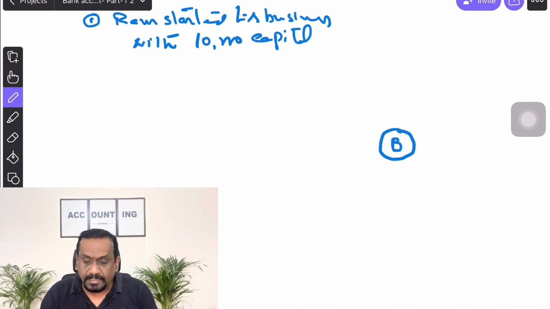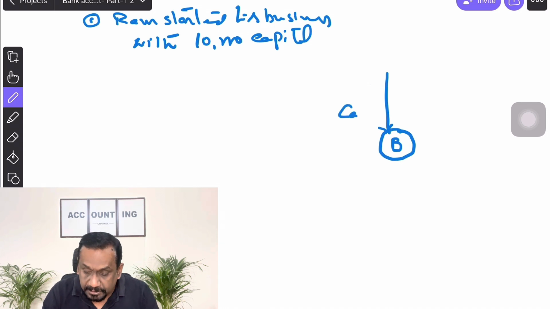So Ram started his business with 10,000 rupees capital, right? So when he started business, what comes into the business? First question. What comes into the business when we start business with 10,000 cash? Cash comes into the business. See the arrow mark here. Comes into the business is cash.